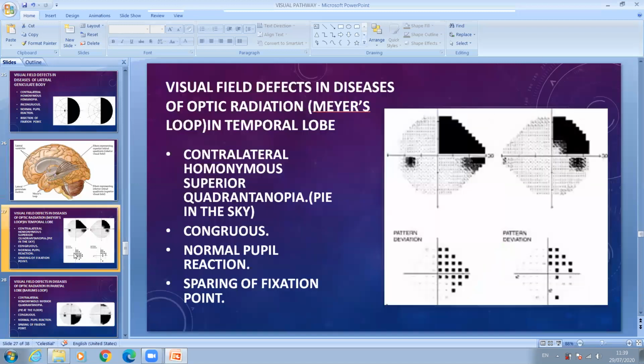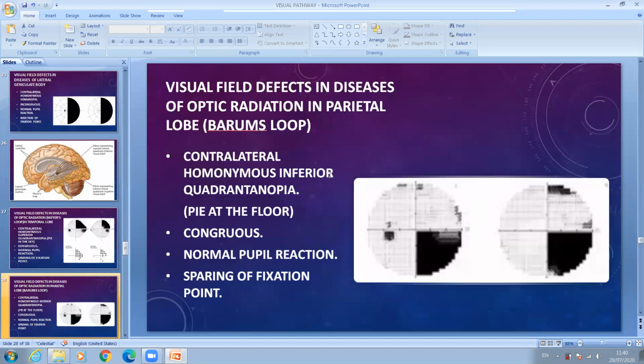So what appears in the temporal lobe lesion is the superior homonymous quadrantanopia. And because both upper fields are affected, it is called pie in the sky. You can remember this pie in the sky. It is caused by Meyer's loop, the temporal lobe lesions. And it will be congruous, the pupil reaction will be normal, and there will be sparing of the fixation. Similarly, in the lesions of the parietal lobe, this is what is called Baum's loop. It affects the inferior part of the visual field. This is called pie in the floor. That means the inferior quadrants of the fields are affected.